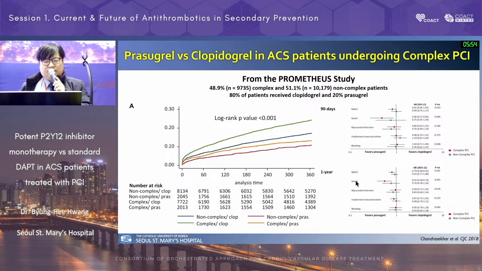And in the Prometheus study, there were about 48.9% complex and 51% non-complex PCIs. In the complex versus non-complex comparison, red is the complex PCI. You can see at 90 days and at 1 year, even at 90 days, this favors prasugrel. At 1 year, MACE also showed a favor to prasugrel. For bleeding, both groups did not really have a difference.